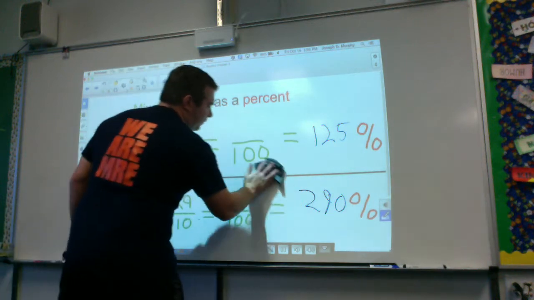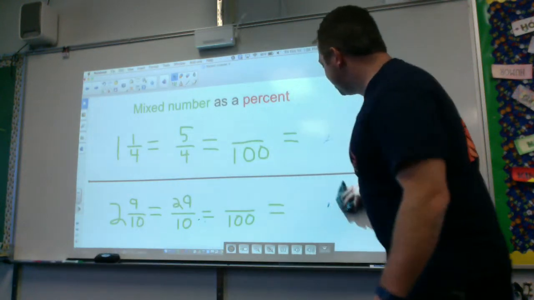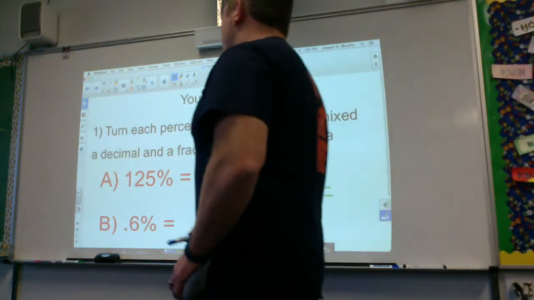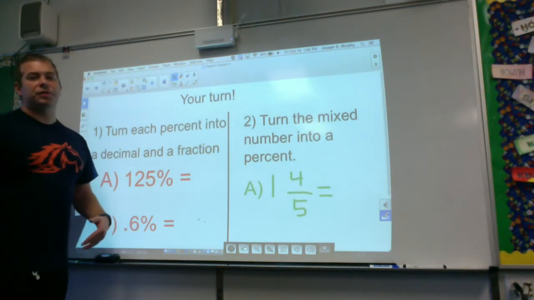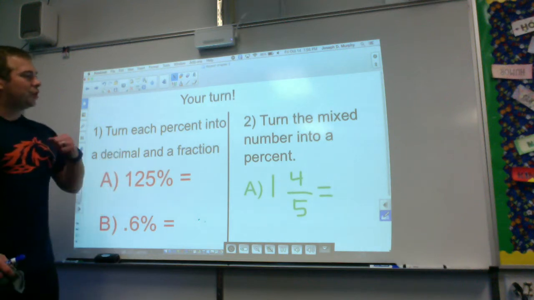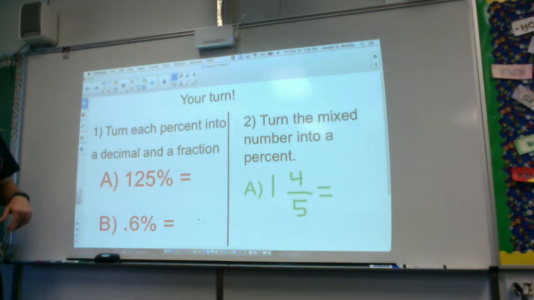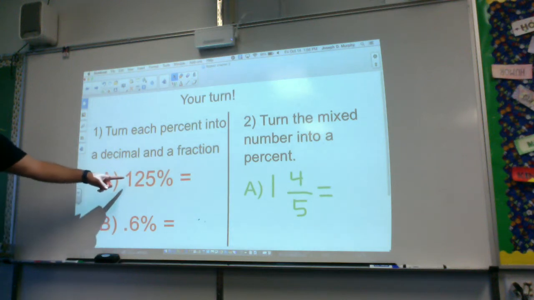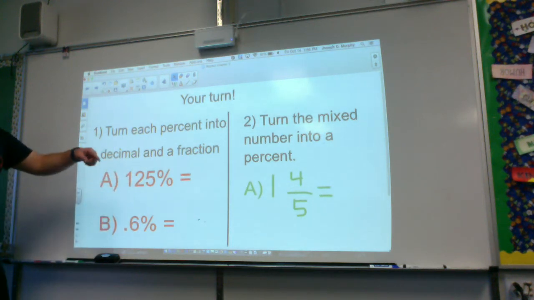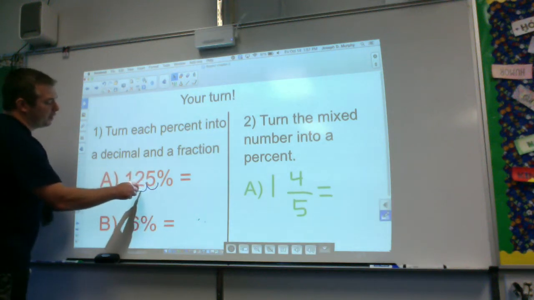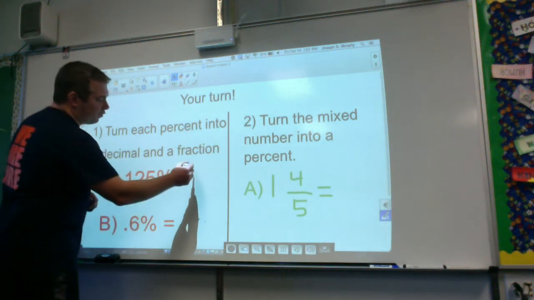So if you need to rewatch this video, please do so. It might help you with your turn right now. Please show your work. When you show me your notebook or your paper tomorrow, show the swoops. Turn each percent into a decimal and a fraction. So you have a lot of work right here. You have to turn 125% into a decimal first. So you're going to swoop it and then write it.